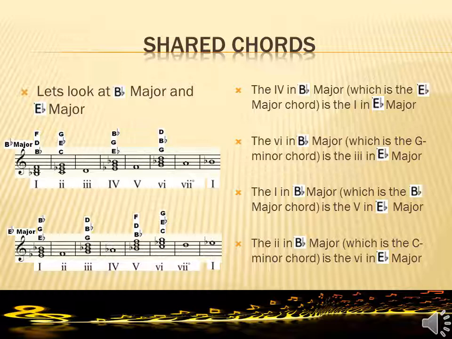The 4 in B flat major, which is the E flat major chord, is the 1 in E flat major. The 6 in B flat major, which is the G minor chord, is the 3 in E flat major. The 1 in B flat major, which is the B flat major chord, is the 5 in E flat major. And the 2 in B flat major, which is the C minor chord, is the 6 in E flat major.